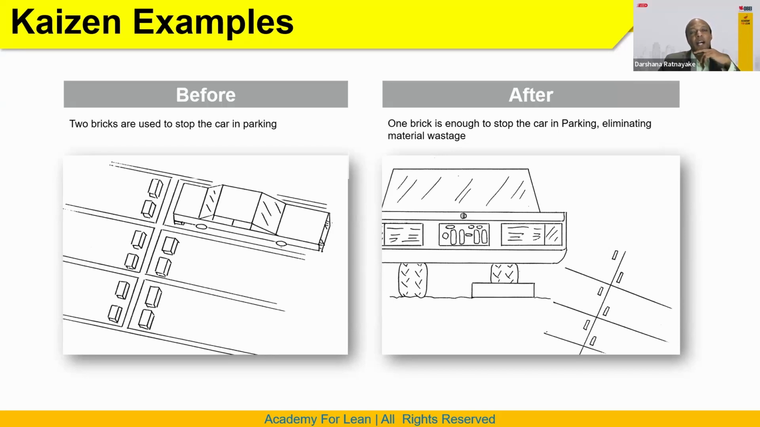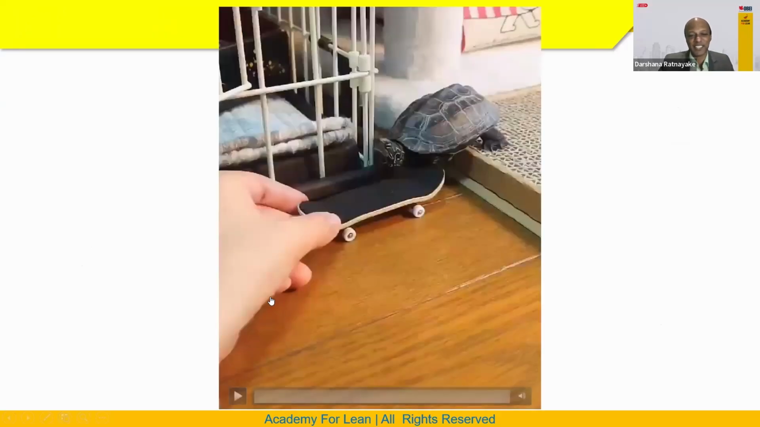Let's say the turtle was born around 10,000 or 20,000 years ago. So you change the history. Can you even do it? Can you make the turtle fast moving? That's a Kaizen. Okay, here we go. I'll show you what you call a video. Let's watch.